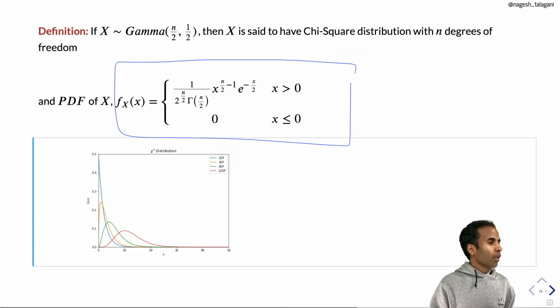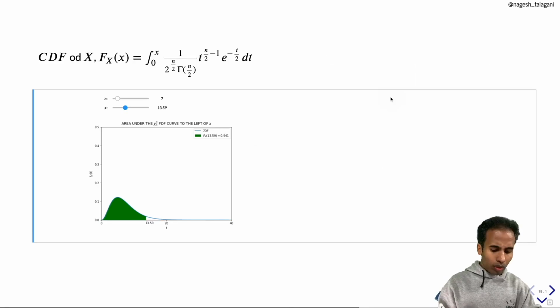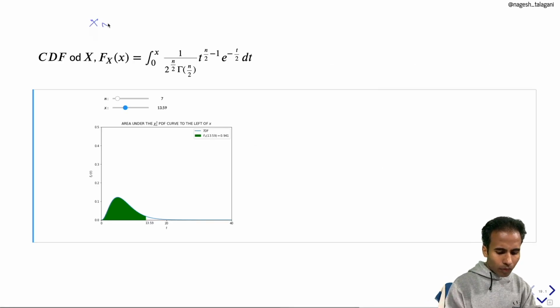Here is a sketch of the PDF of the chi-square distribution for 2 degrees of freedom, 3 degrees of freedom, 6 degrees of freedom, and 12 degrees of freedom. Now the CDF of chi-square distribution, here X follows chi-square distribution with n degrees of freedom.